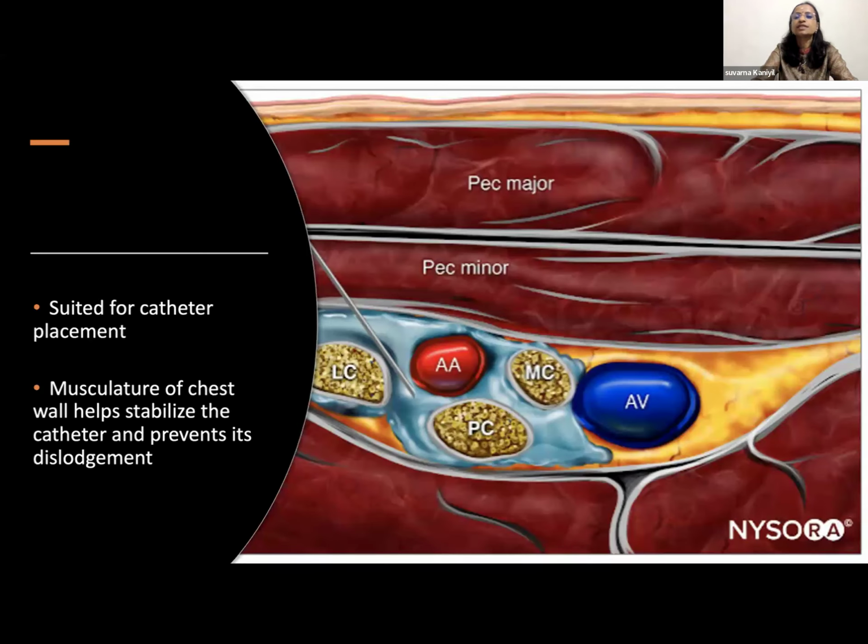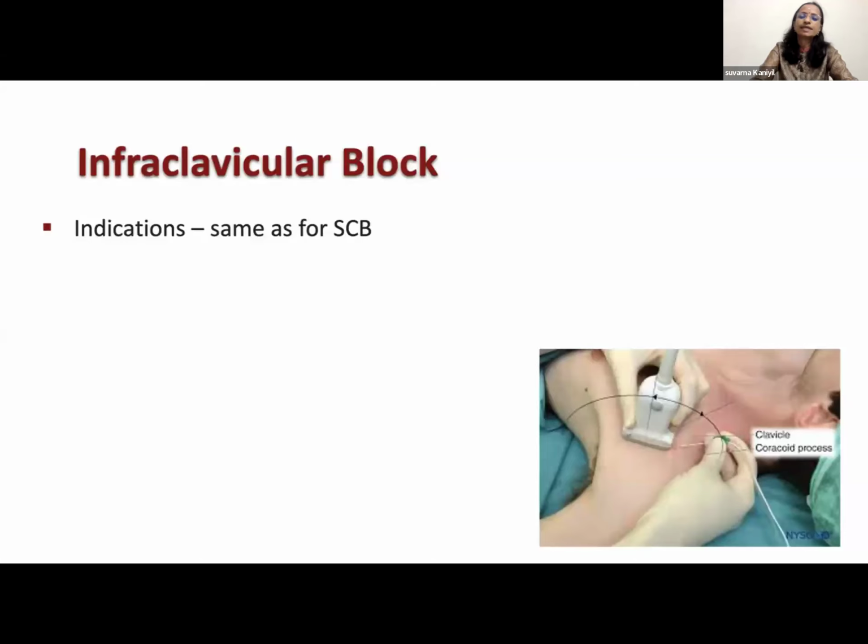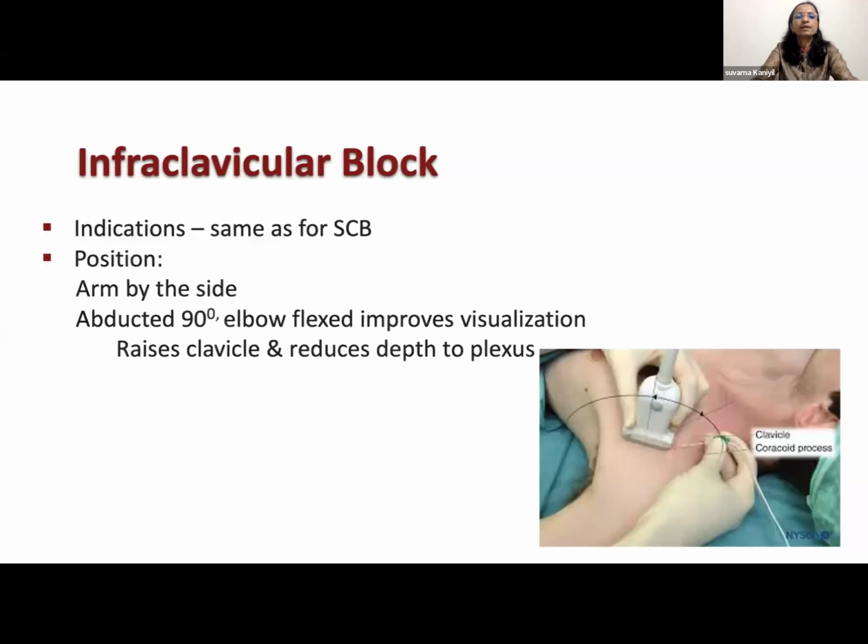So it is ideal for continuous catheter technique. Indication is same as for the supraclavicular, as Neetha already said. Patient is positioned with the arm by the side, but we can improve the visualization by abducting the arm. But it may be difficult in a painful situation, whenever there is a fracture.